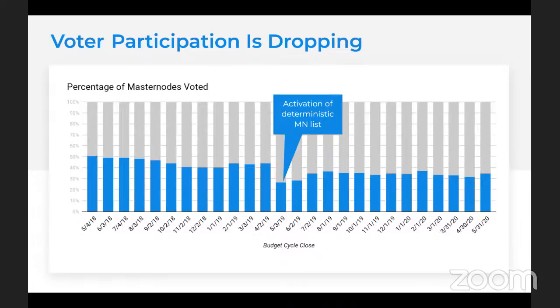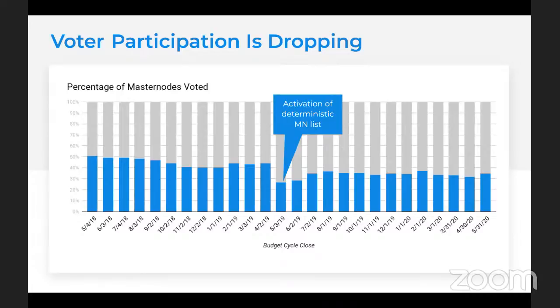And that is that voter participation has been dropping. Back in mid-2018, we saw voter participation rates of greater than 50%. And lately we've been trending towards a number just above 30%. And this is voter participation across all proposals. This does not mean that on an average proposal, 30% of people are voting on it.